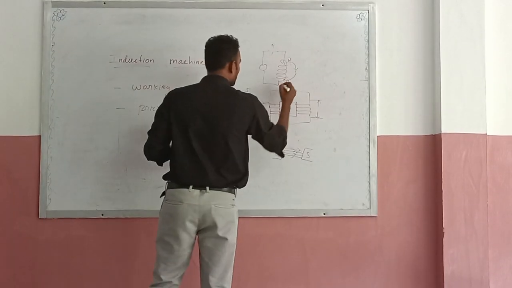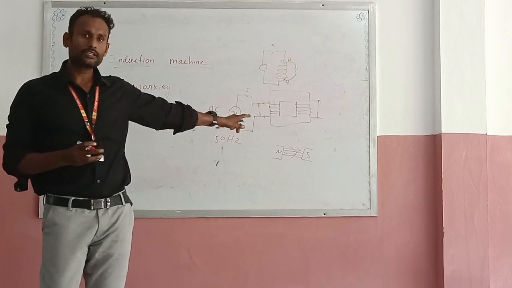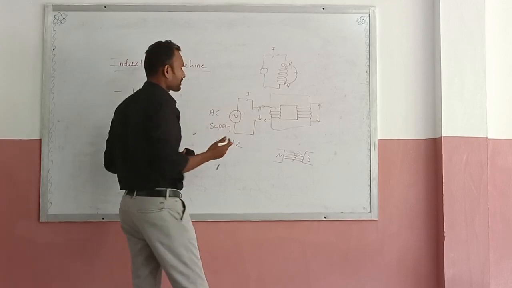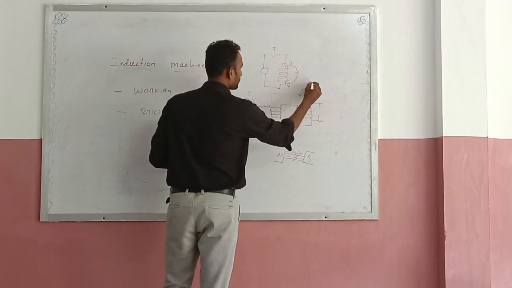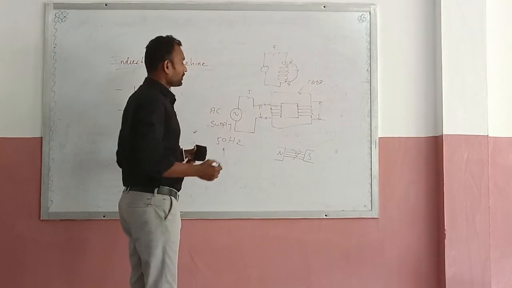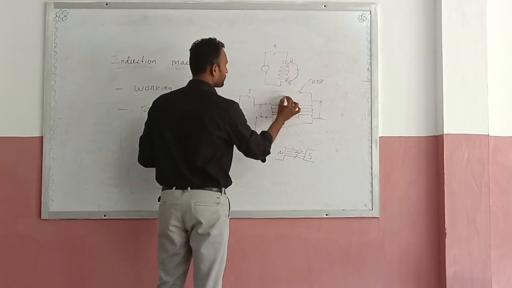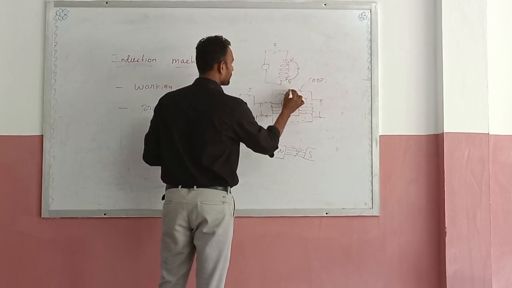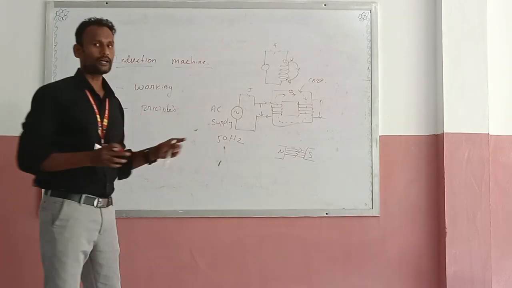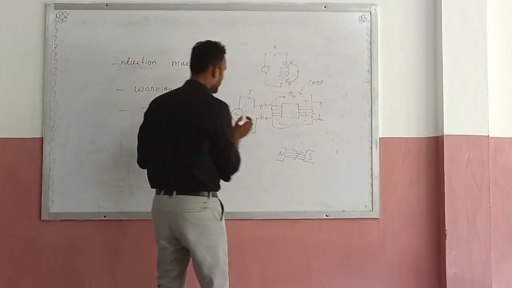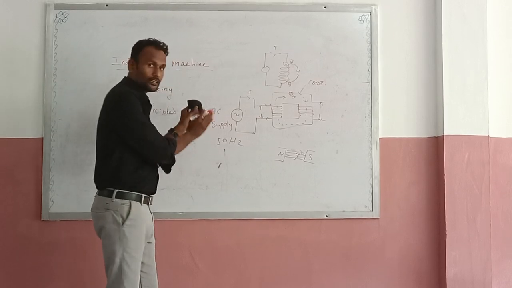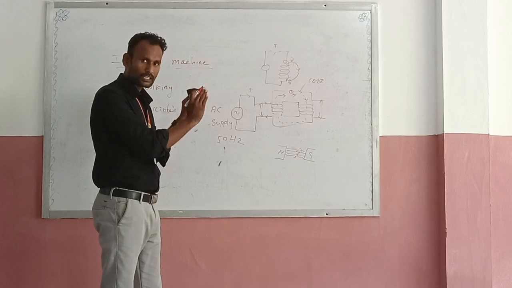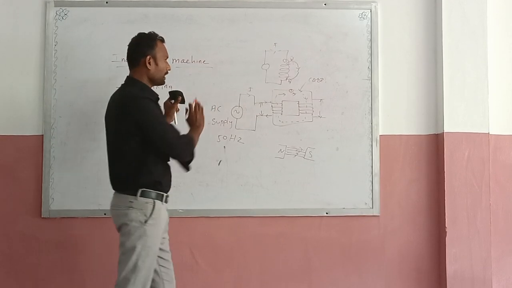In a transformer, what we are doing is providing a path for the flux lines, which is nothing but the core. It provides a flux path, so the flux is flowing here. Initially, when I give supply, current flows. Due to the current, flux is produced, and the flux will flow from north to south via the core.